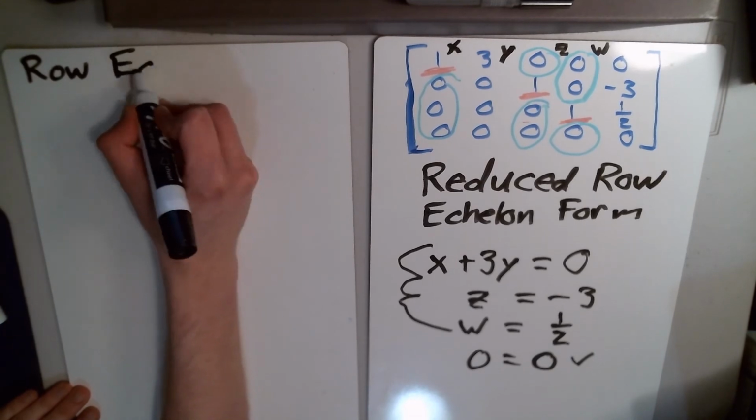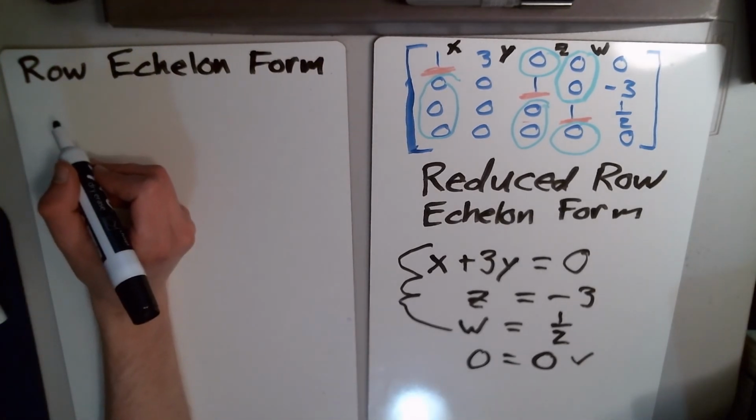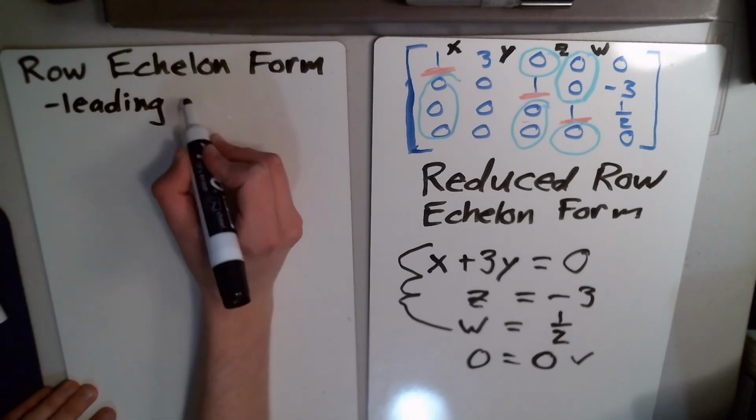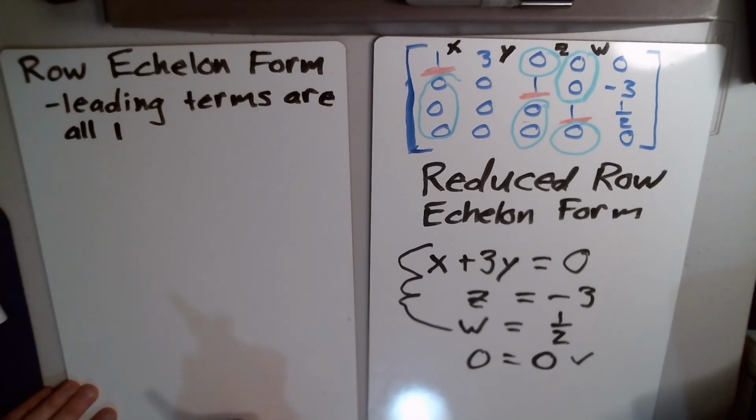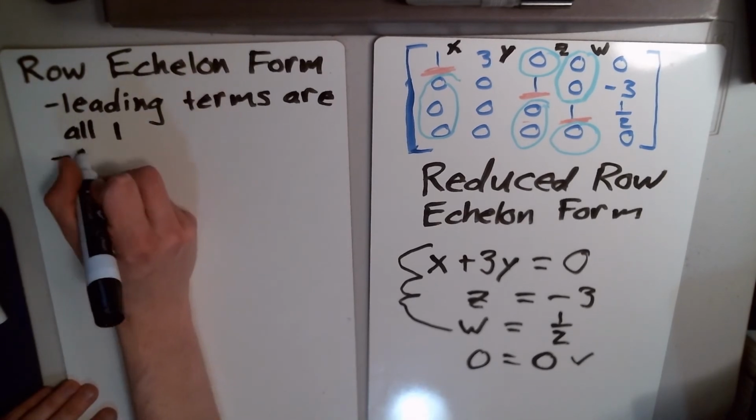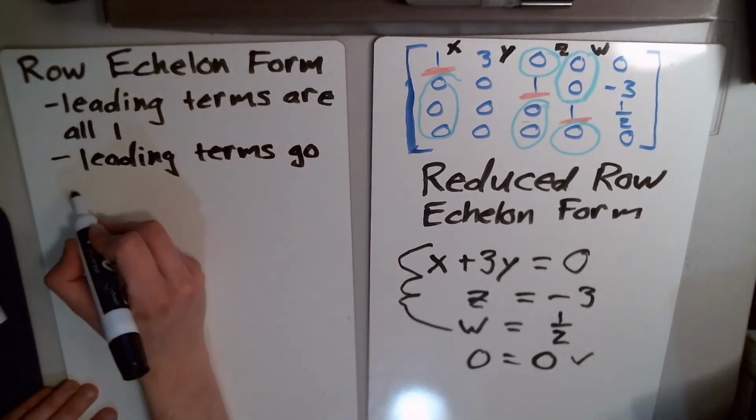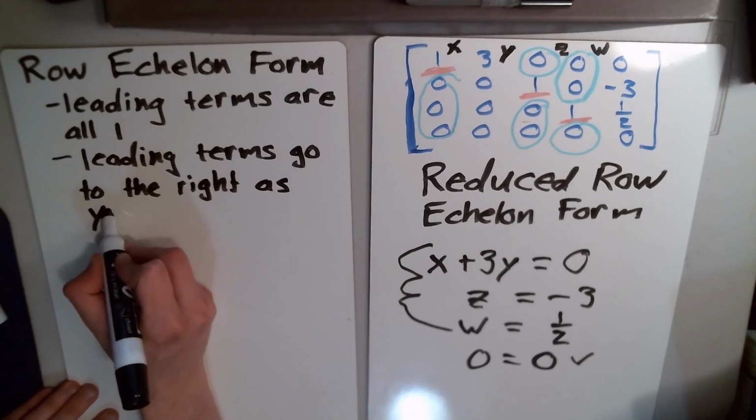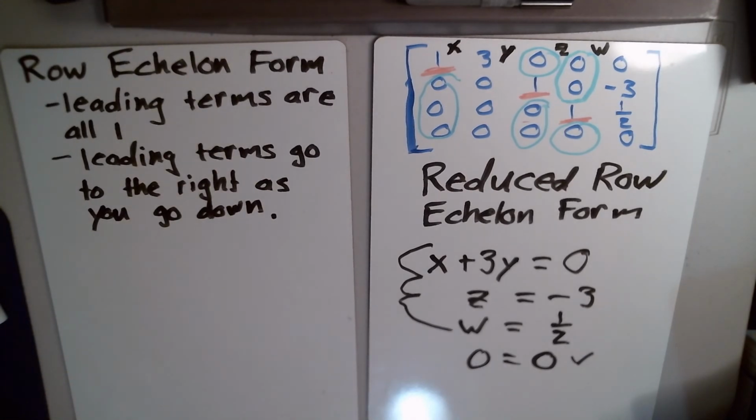There was row echelon form. Okay, and what it has is that leading terms are all 1. Okay? And leading terms go to the right as you go down. Okay, so as you go further down the matrix, the leading terms should go to the right. In other words, it's kind of a descending chain.